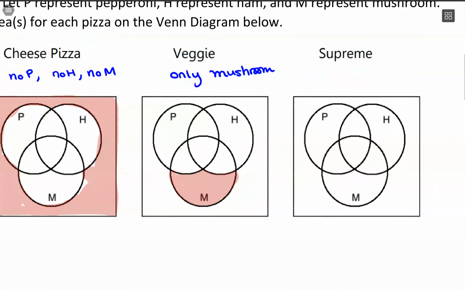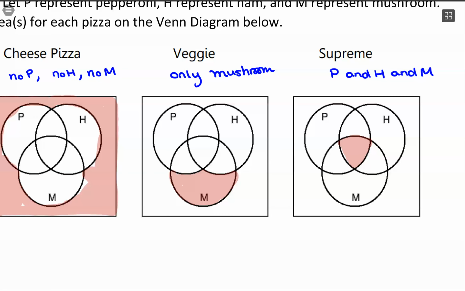Alright, and then the supreme, which if you're unfamiliar with ordering off the pizza, usually Supreme has everything. So this is where we want pepperoni and ham and mushroom. We want all 3 pieces. So that's where we want to look at where all 3 sets intersect with each other, which is in the middle there. Now with the wordings I'm using here, we could think about what this would look like in our notation using unions and intersections.